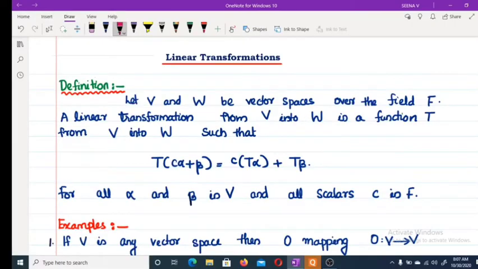Hi, good morning. Today we are going to start our next chapter, linear transformation. Now, what do we mean by a linear transformation?